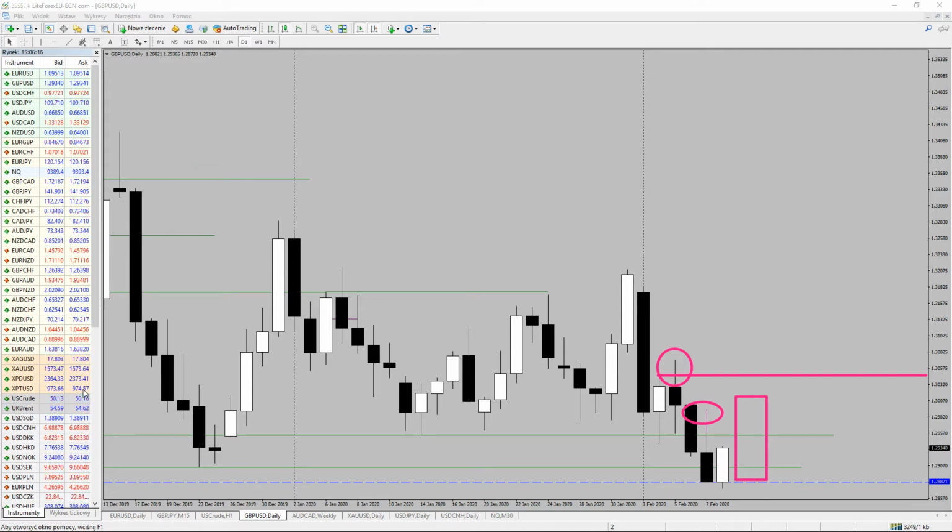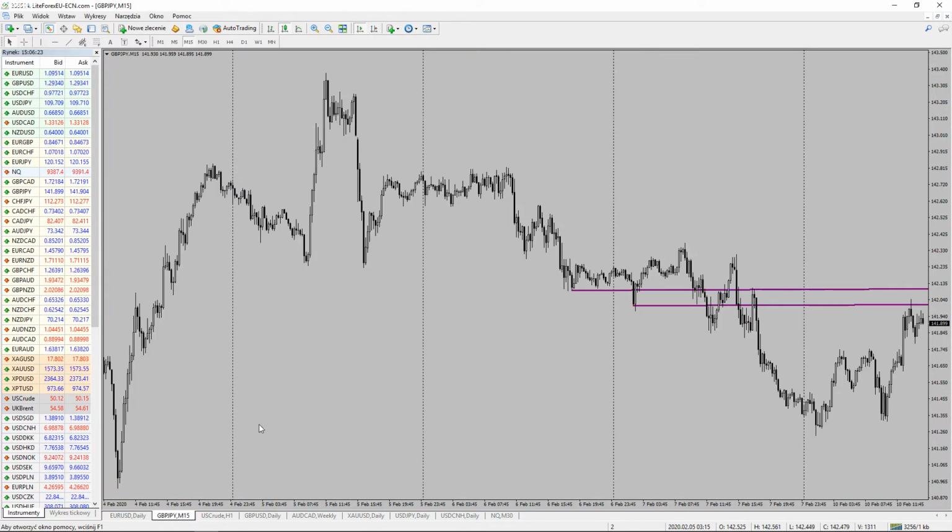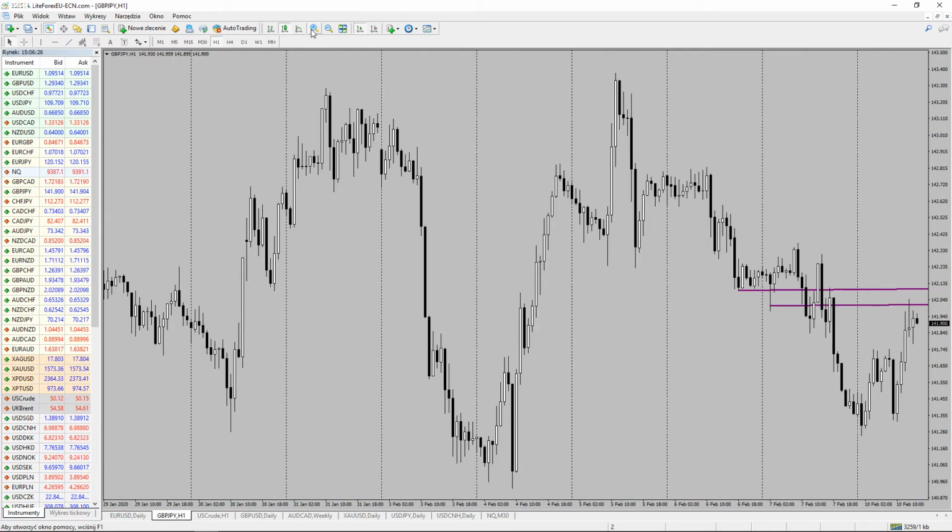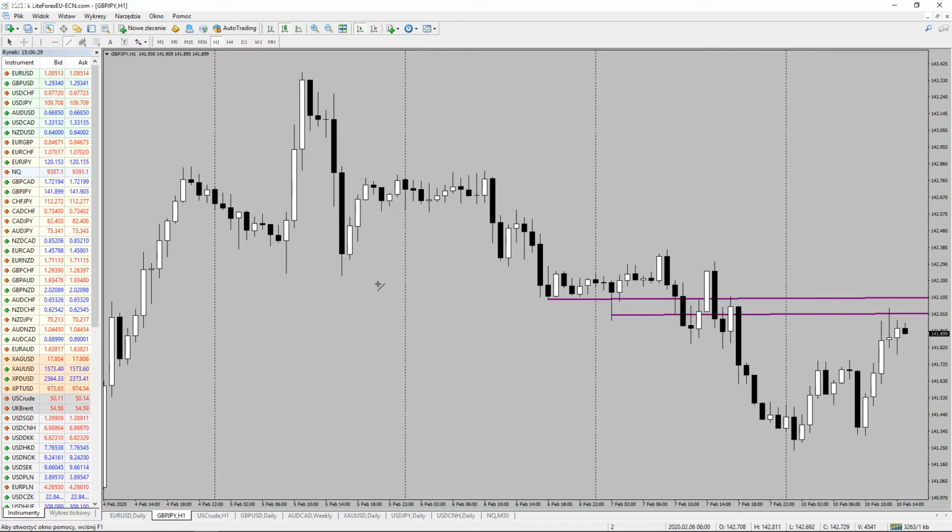So let's have a look at another pound cross, this time the pound yen. Very interesting right here, right now, when we take into consideration the breakdown from here. There's some kind of trend line going on around here, and that's the third approach. From the hourly chart perspective, we might start to create a swing high around 142.